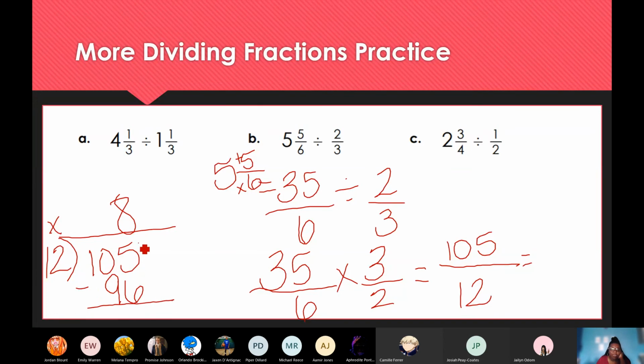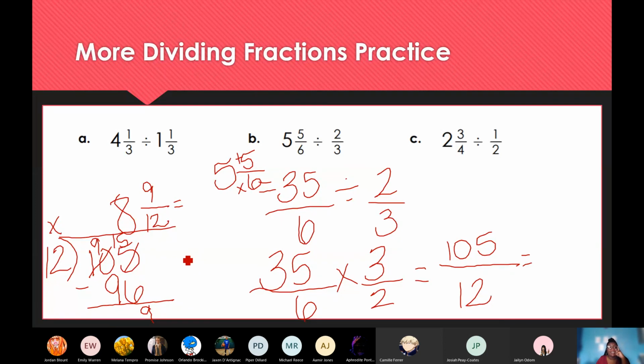I'm going to subtract, carry, okay? So my remainder here would be 9. And I'm going to bring my denominator over from my divisor. I bring that right over. Am I done? No.